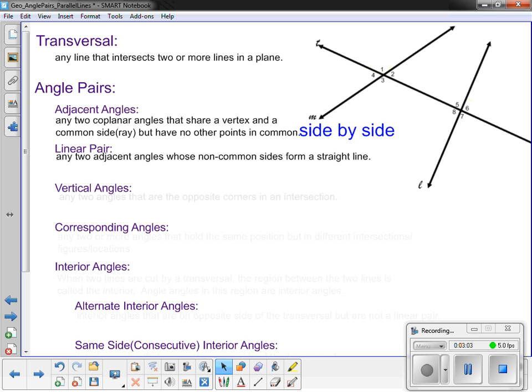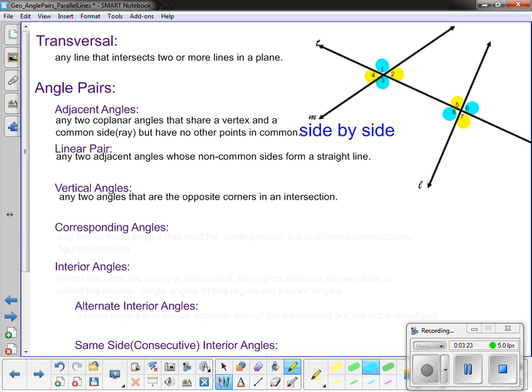Now, the next set are vertical angles. We've had these too, and they're any two angles that are the opposite corners in an intersection. So when I look at this, angles 2 and 4 are vertical. They're opposite corners. 5 and 7 are vertical. 6 and 8 are vertical, and 1 and 3. Vertical angles do not have to be straight up and down. They just have to be the opposite corners of an intersection. And we have that postulate or theorem that said that these vertical angles are going to be congruent. So we know 1 and 3 have the same measure. We know 2 and 4 have the same measure. That was one of those things that we actually proved just before Christmas break.